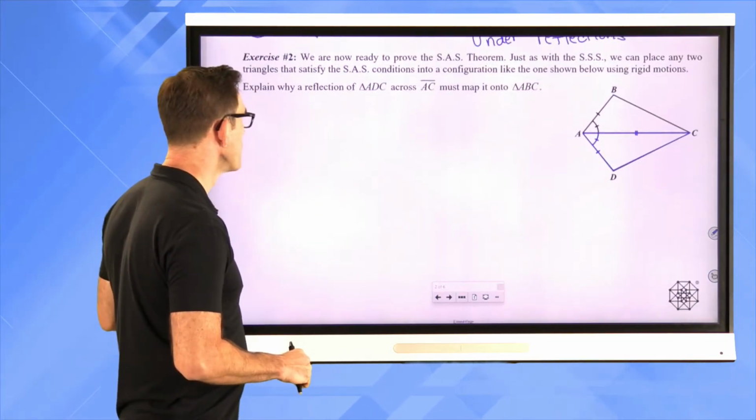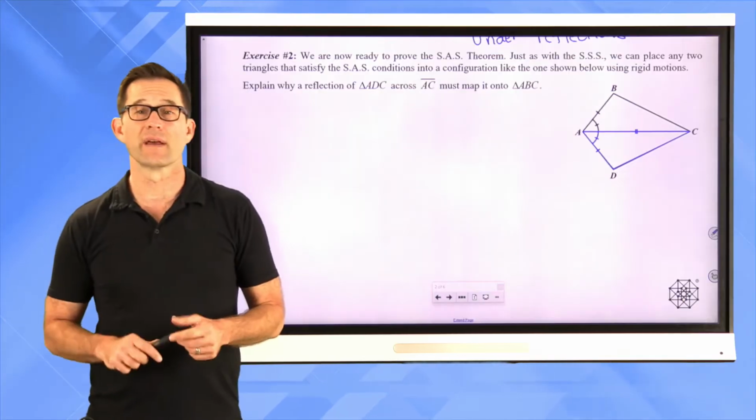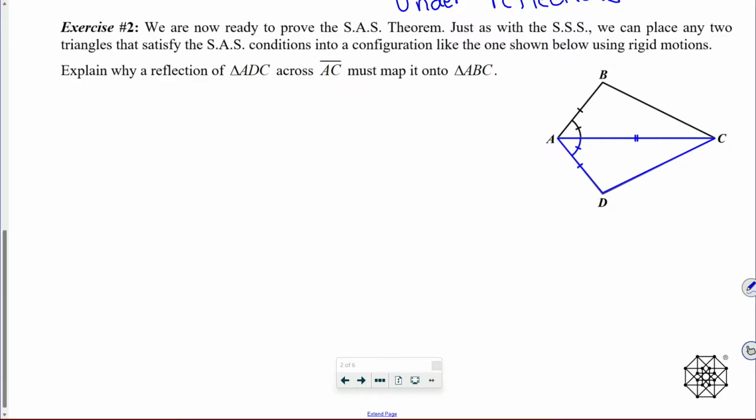Now we are ready to prove the side-angle-side theorem. Let's take a look at exercise number 2. We are now ready to prove the side-angle-side theorem. Just like with the side-side-side theorem, we can place any two triangles that satisfy the side-angle-side condition into a configuration like the one shown below using rigid motions.